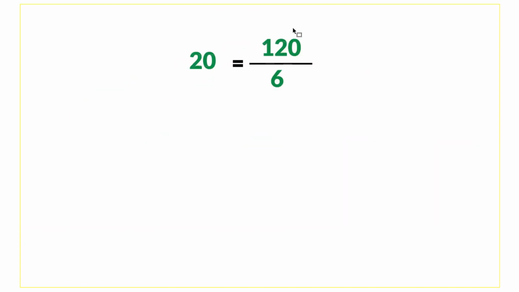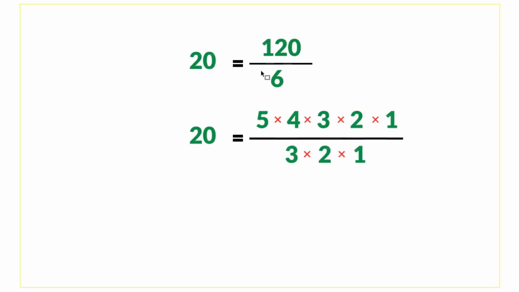So now what is the relation between the number of words generated out of 5 different letters, which is 120, and the number of words generated out of 5 letters, but 3 of them are identical, and that is 20. So we realize that 120 divided by 6 is equal to 20, but 120 is 5 factorial and 6 is 3 factorial. So now we have 20 equal to 5 factorial divided by 3 factorial.